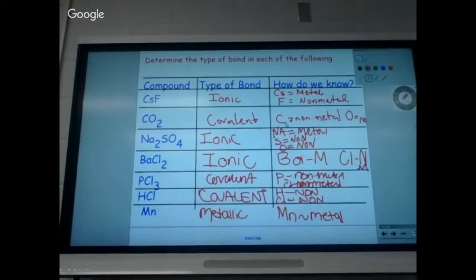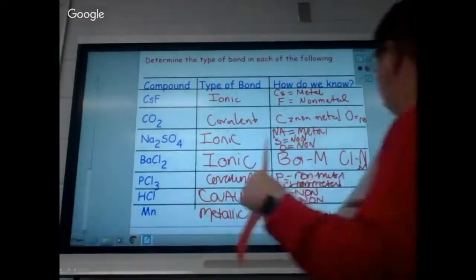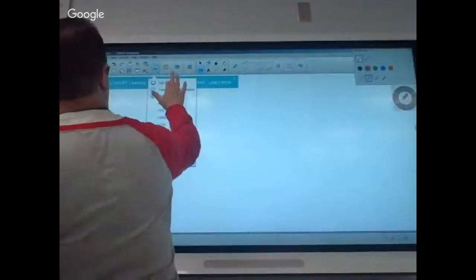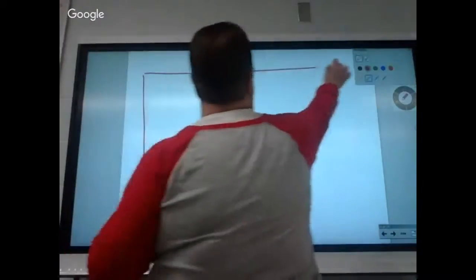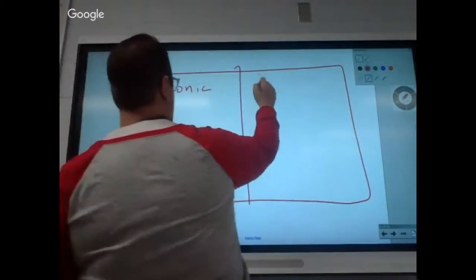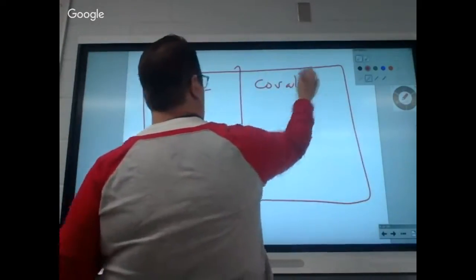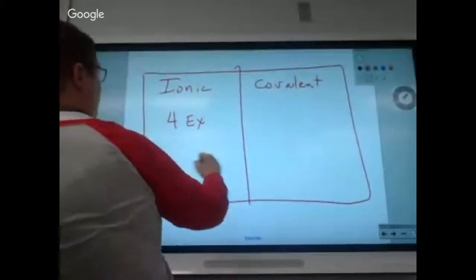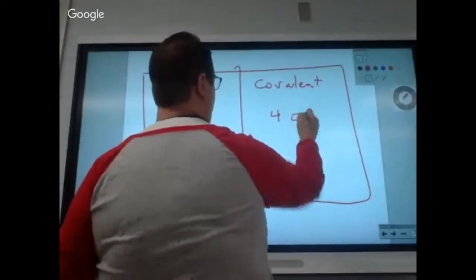All right. You have 16 elements on the sheet of paper. You're going to take a piece of orange paper, divide it in half, and essentially make two sides. One side is for ionic, the other side for covalent. I need 4 examples that are ionic and 4 examples that are covalent.